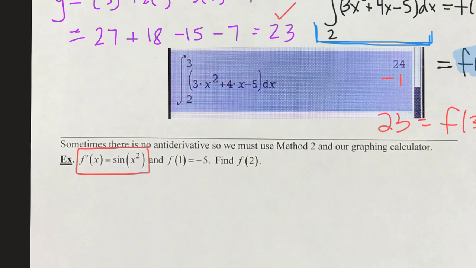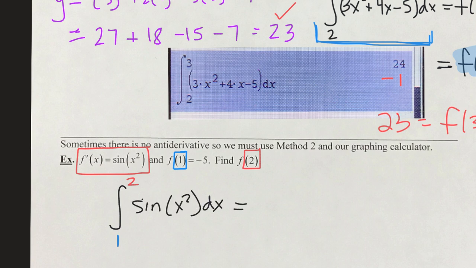So we're going to have to use the fundamental theorem and your graphing calculator. Okay, so remember, we always start by writing our integral. What is my lower bound? 1. It's the smaller of our two x values, and my upper bound is 2. Okay, and then I have my function, which is sine of x squared dx. That equals f of 2 minus f of 1.